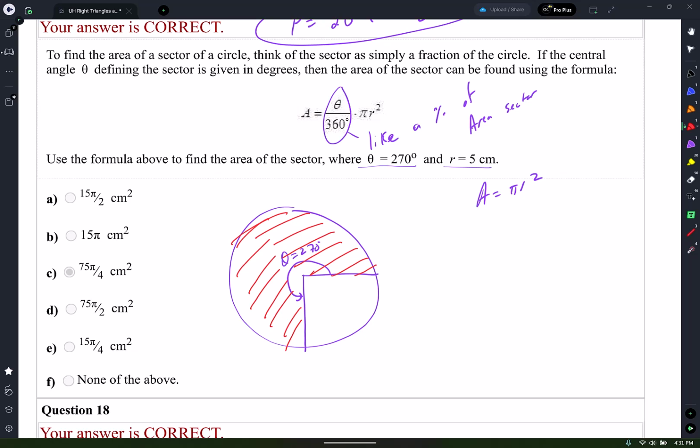75%. So you could check it out. We're going to do it both ways. I guess you can just check 270 over 360 is 0.75. Look, 0.75, because that's a percentage, times pi times 5 squared.